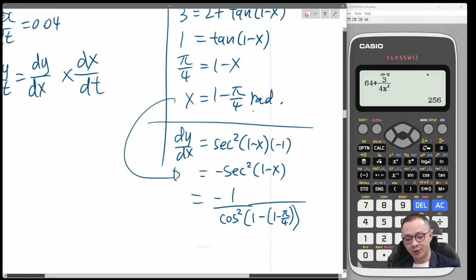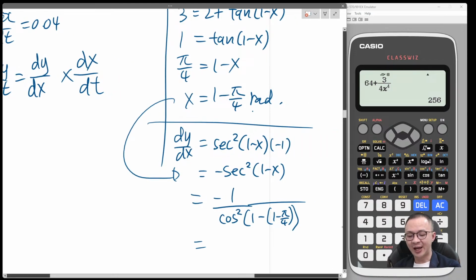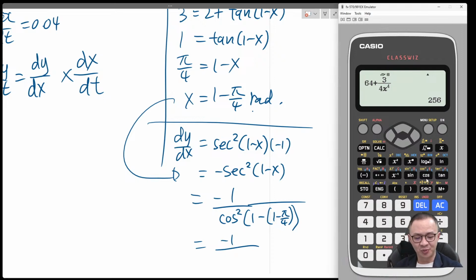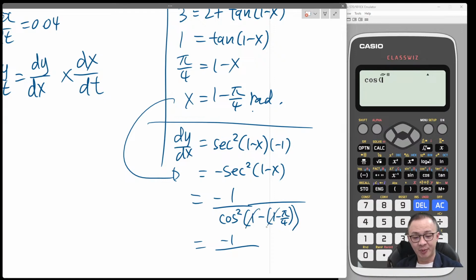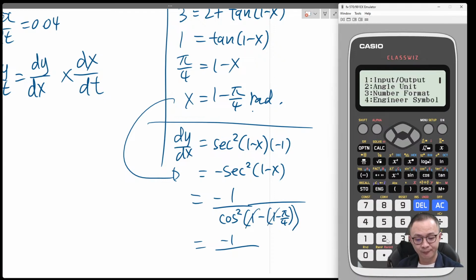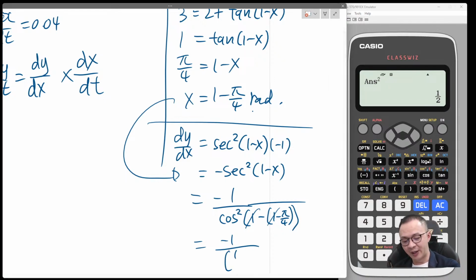Okay. So you have something like this. Then you type it into the calculator. If I'm not mistaken, the 1 minus 1 is gone already. It's positive pi over 4, right? So let me type cos pi over 4 first, and then I square the answer. Should be 1 over 2, right? Yeah. Negative 1 divided by 1 over 2 equals negative 2. Okay? Nothing very special or very difficult here.